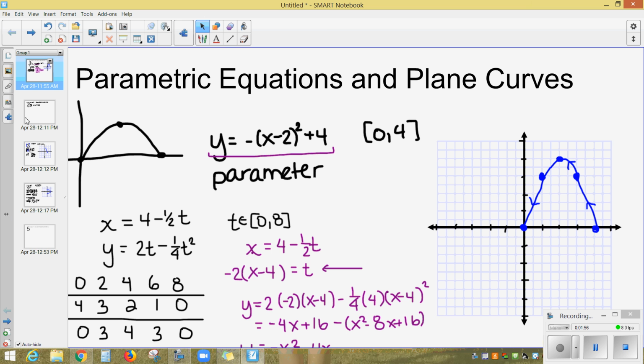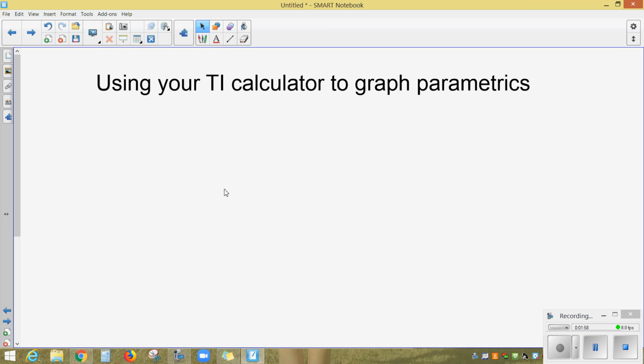If you want to use your TI calculator, your calculators will graph these, and there's going to be some exercises. There will be a better explanation in the modules tab around your homework assignment. But really, to graph a parametric equation by hand, not necessary anymore, because we have so much technology to help us out.